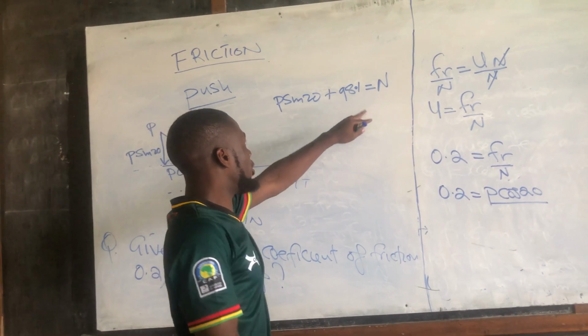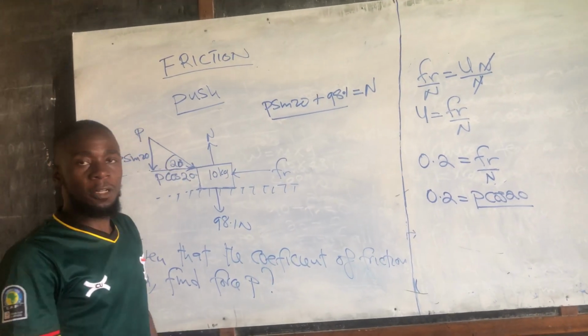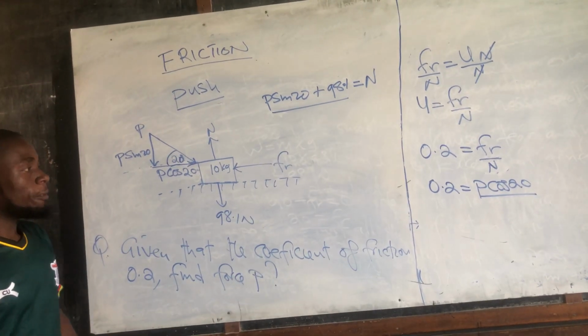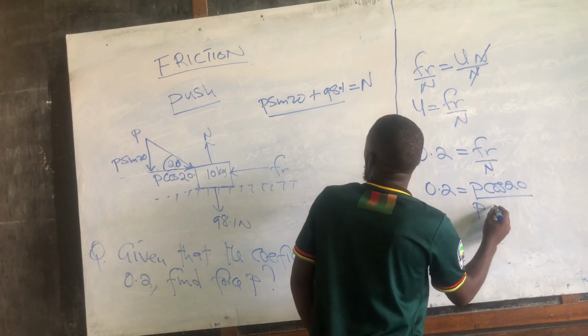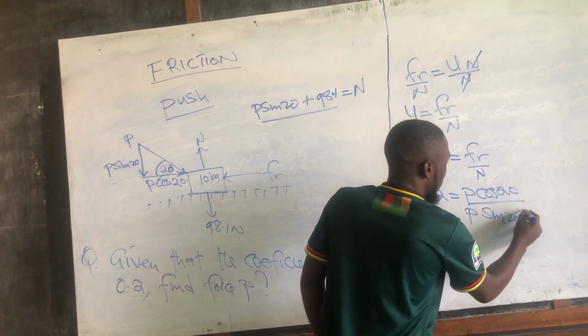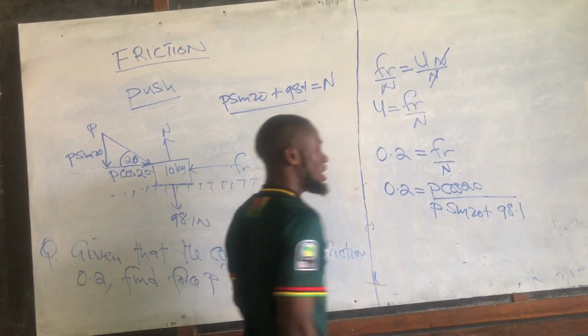So the normal force is equal to this. This is the equation for the normal force. Okay, this one was straightforward. So where there's normal force, we put this P sin 20 plus 98.1. As simple as that.